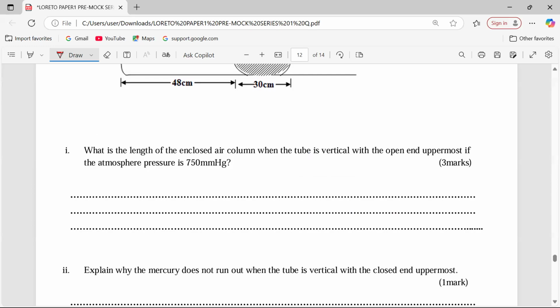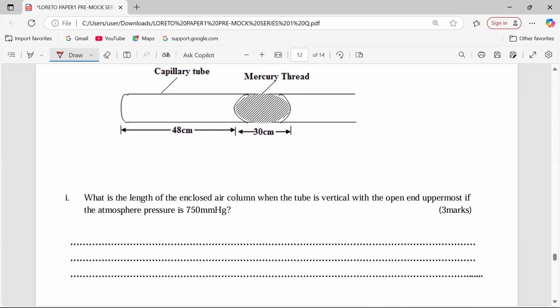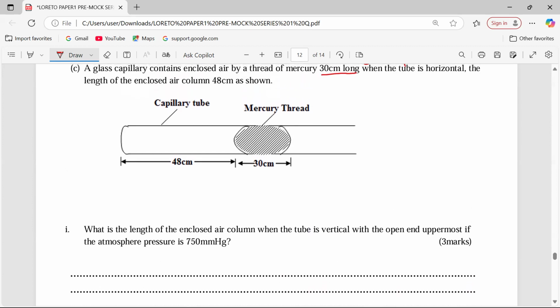What is the length of the enclosed air column when the tube is vertical with the open end uppermost, if atmospheric pressure is 750 millimeters of mercury? With the open end uppermost, what do we expect the length to be? So the mercury thread is going to be here. It is still 30. And now we have a new h.